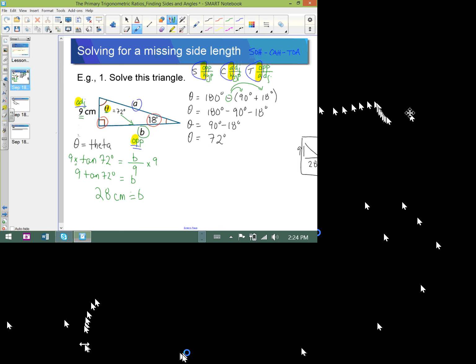So because I'm given the 9, that becomes the opposite to 18, and A is the hypotenuse. Okay, so what I'm going to do here is I'm going to find the sine of 18 because sine is opposite over the hypotenuse. And those are the sides I need to deal with. So that's going to be equal to 9, which is opposite, divided by the length of the hypotenuse, which is A.